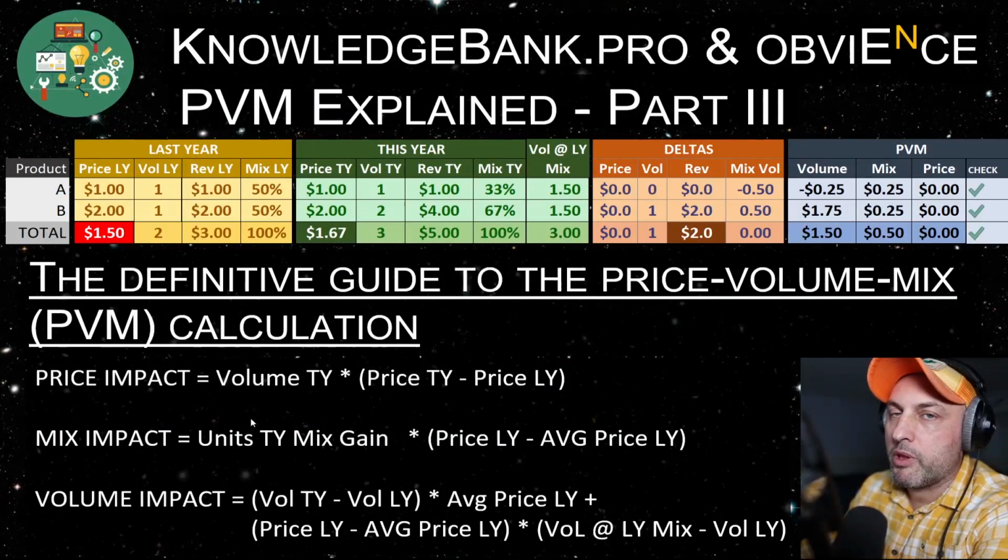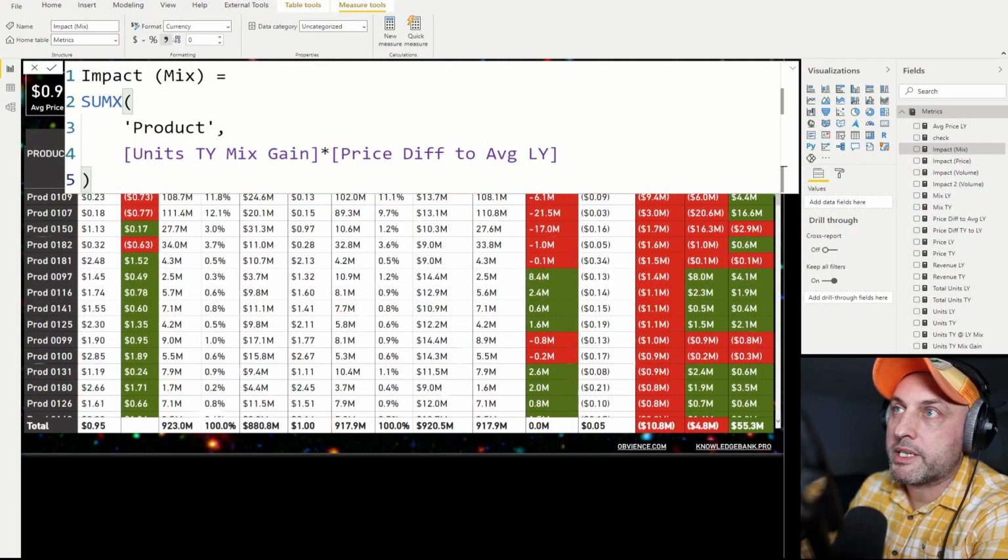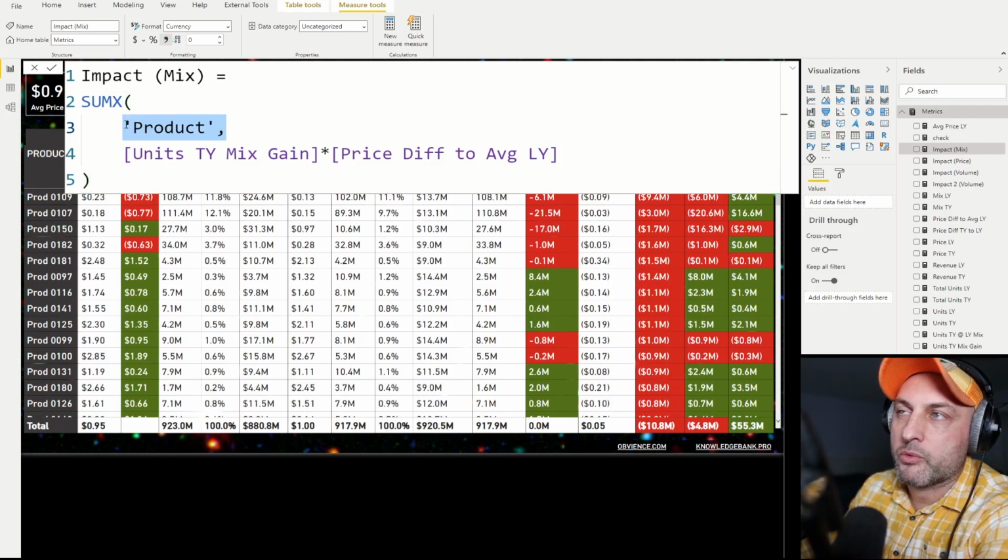Just to remind you, the formula for price impact is volume this year times price this year minus price last year. Okay, here's our mix calculation, the perfect mix calculation. We're doing the same thing. In my case, I'm not using VALUES because product is at the product grain. I'm just giving you some different options. The idea here is to generate some good questions. Again, for all of the products that we have, one product at a time, we're now going to calculate the mix formula, which is multiplying units this year mix gain by the difference of price last year minus the average price, and then we're going to sum it all up.